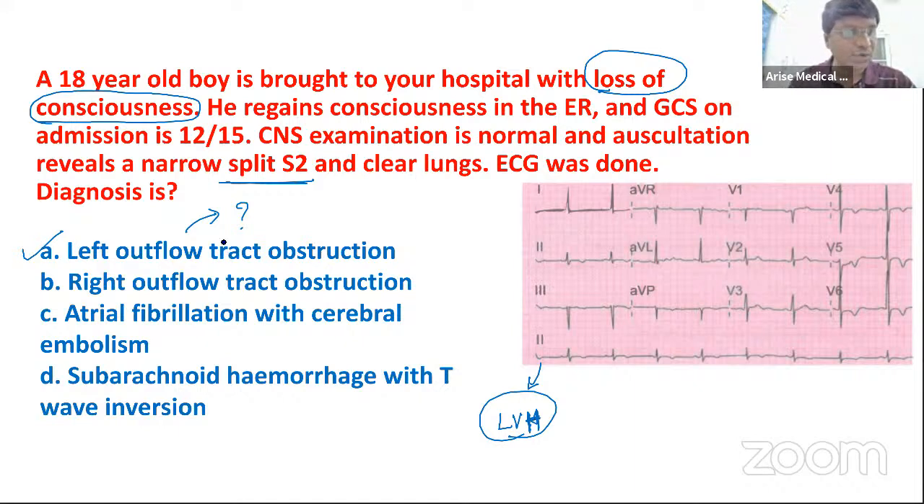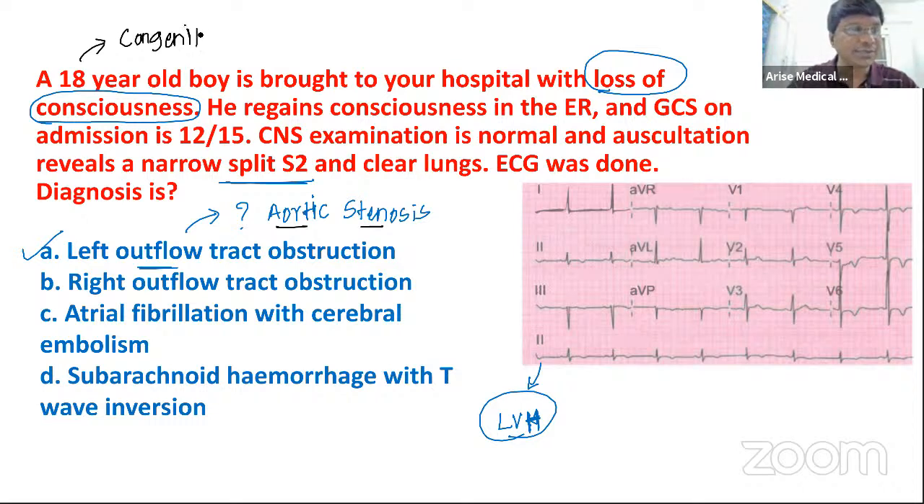Now let me tell you what is that left outflow tract obstruction. The left outflow tract obstruction here is aortic stenosis. Now in aortic stenosis, what is the cause? In an 18-year-old boy, what I suspect to be the cause of the aortic stenosis is congenital aortic stenosis.